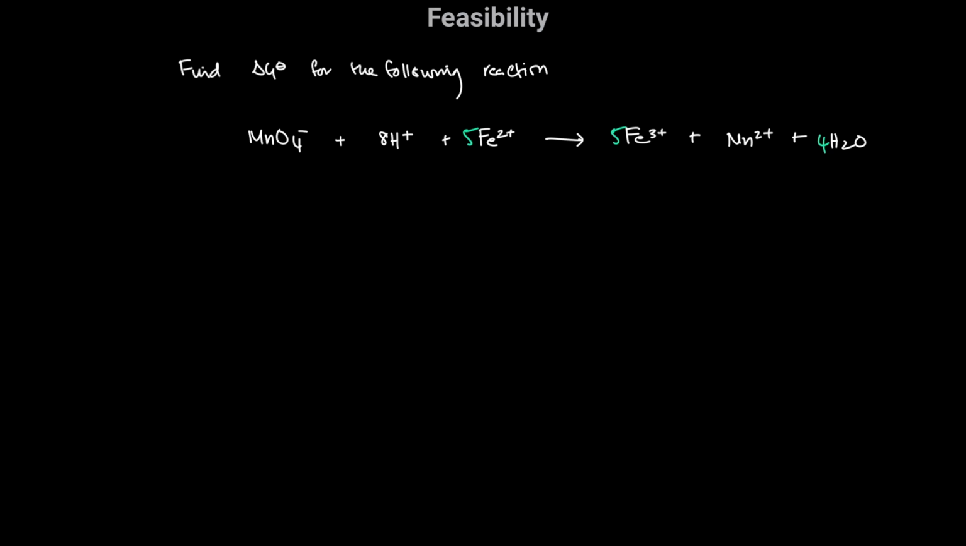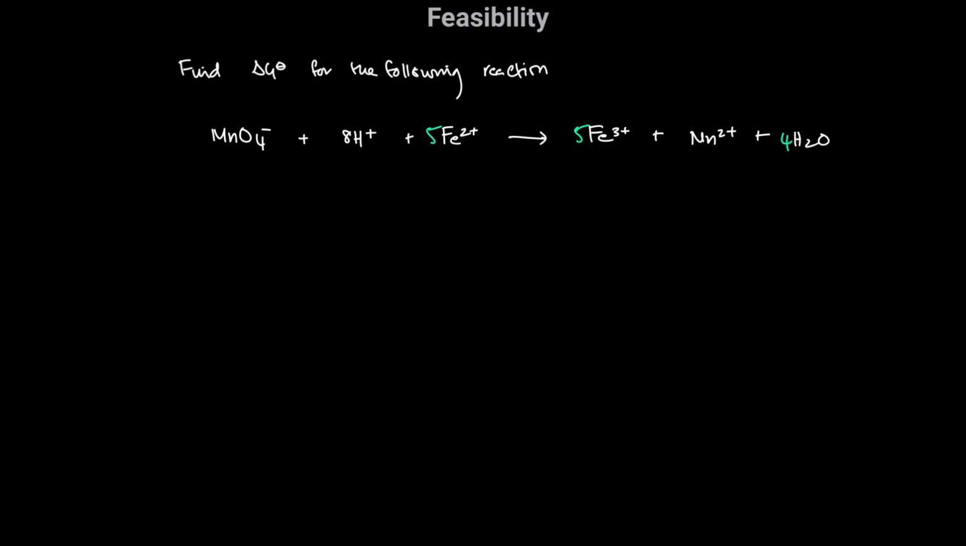So what we have to do here is determine the half equations for the reduction and oxidation in this reaction. Because we have a redox reaction, we have to determine the reduction and oxidation half equations, and we can do that by looking at the data booklet. We have the following two equations. We have Fe3 plus plus an electron giving us Fe2 plus. This has a standard electrode potential of positive 0.77 volts.